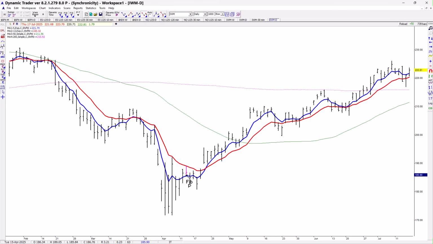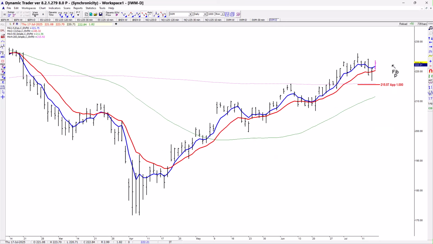Okay, this one might be too small. Yeah, we went through that one, so we're going to get rid of it. But this high to low, let's try this one and see where this comes in. Okay, so that actually gives us a projection down at 215.57.